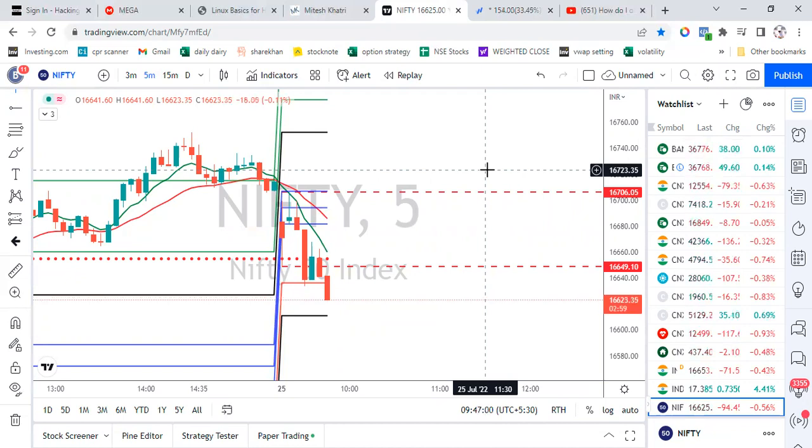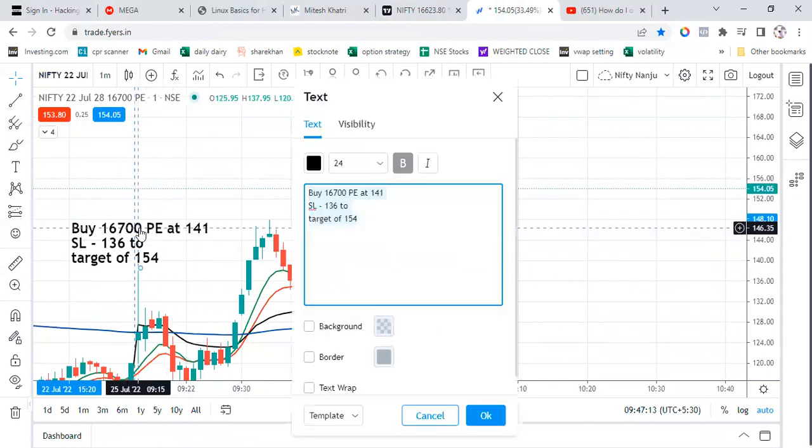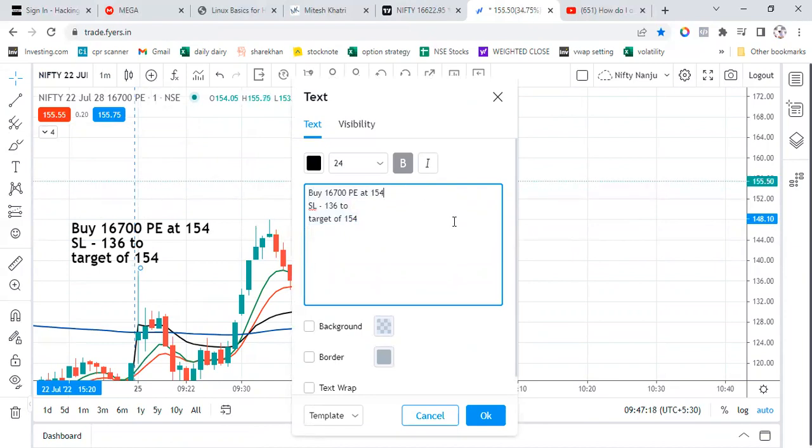Now 16,622, 23, 24, 25, 26. So let me try and initiate one more trade at 154. Buy at 154. Yes, my trade is initiated at 154. Here it is 160, 166.